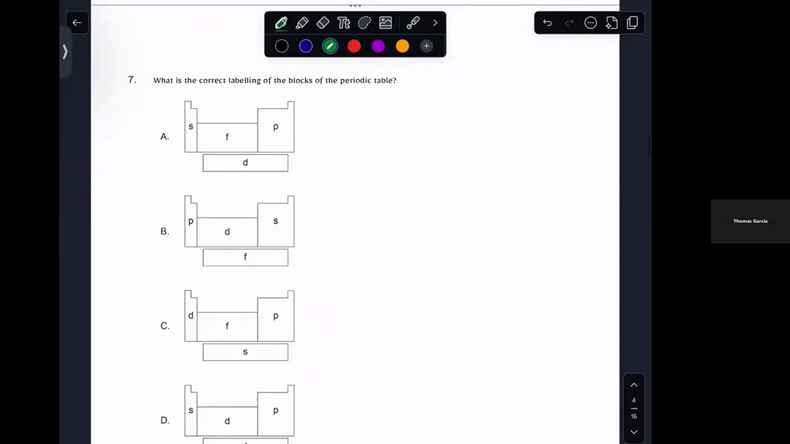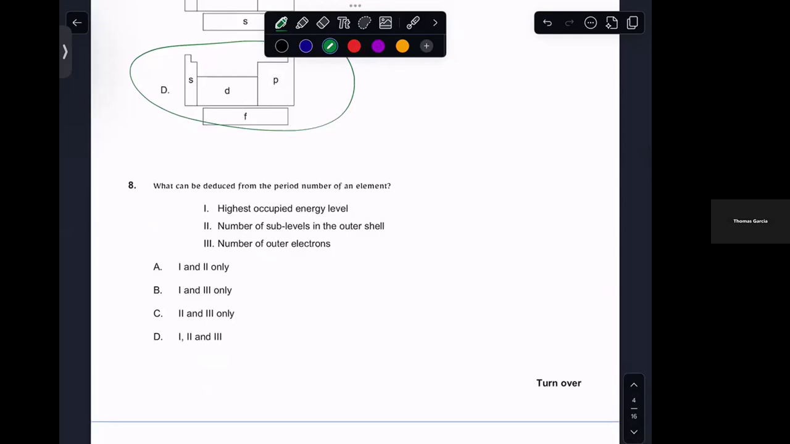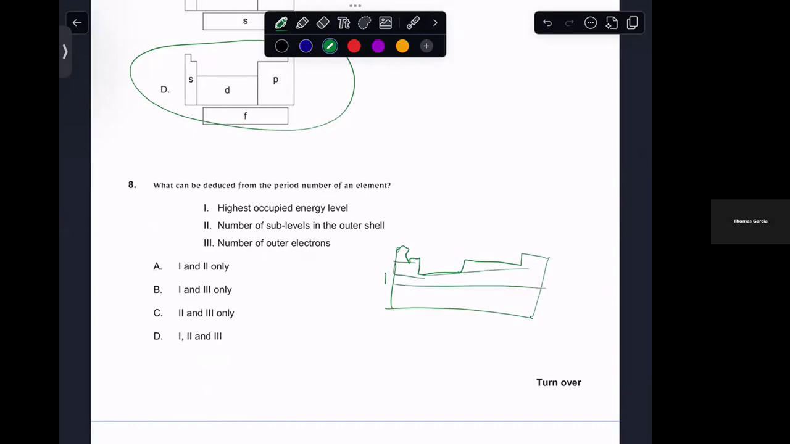Speaking of, what is the correct labeling of the blocks of the periodic table? Well, it is D. I just did that above. All right, number 8. What can be deduced from the period number of an element? When we look at the period number, that is the row it's in, so it's these horizontal rows of our periodic table.